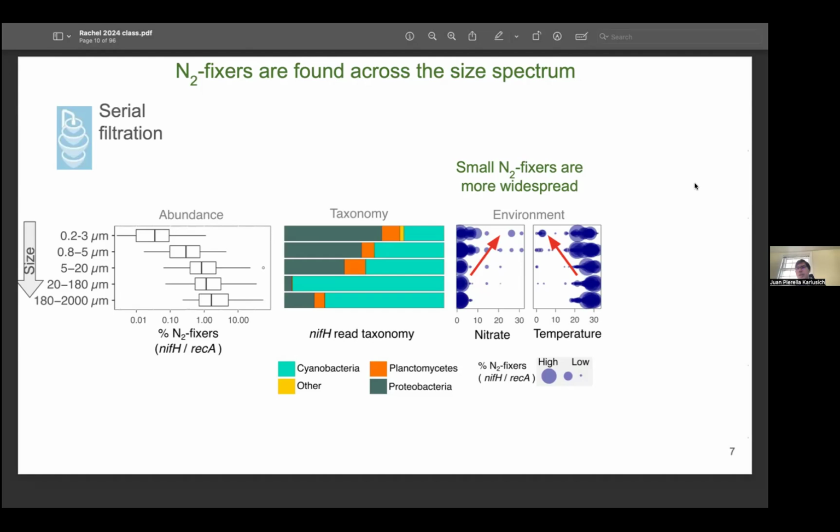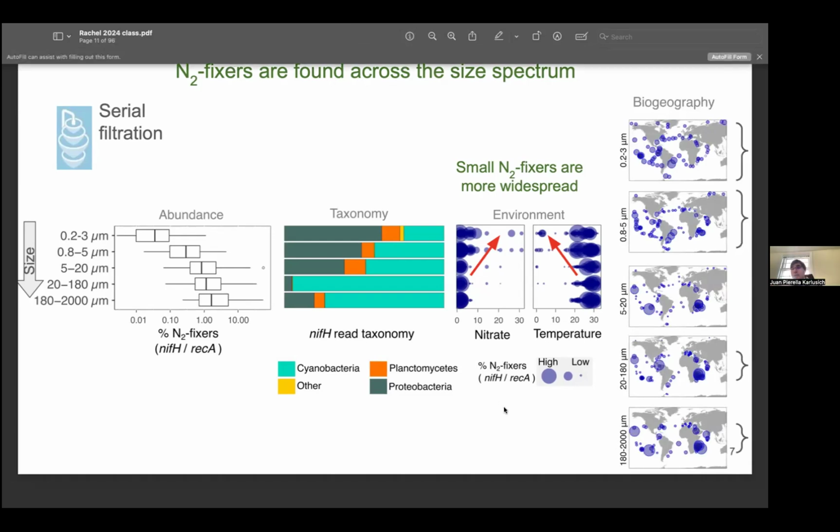And so all these patterns are associated with the different lifestyles in the different size fractions, as I previously mentioned. So in the smaller size fractions, we expect to detect those nitrogen fixers that are free living, whereas in the larger size fractions, those that are symbionts or colony forming.